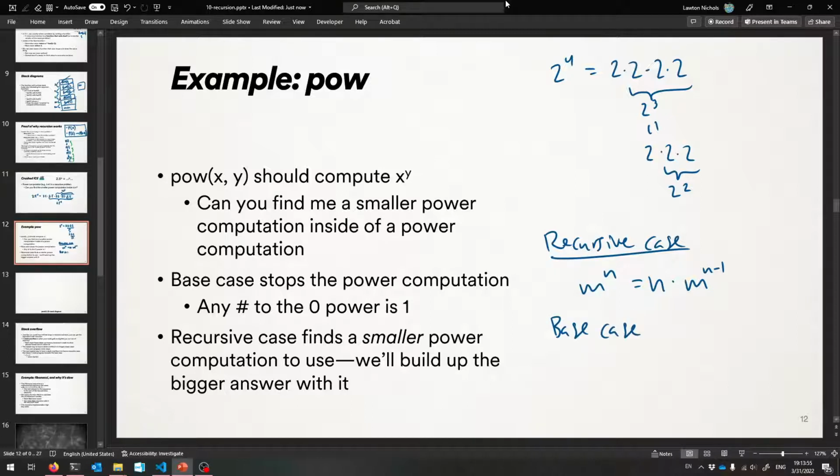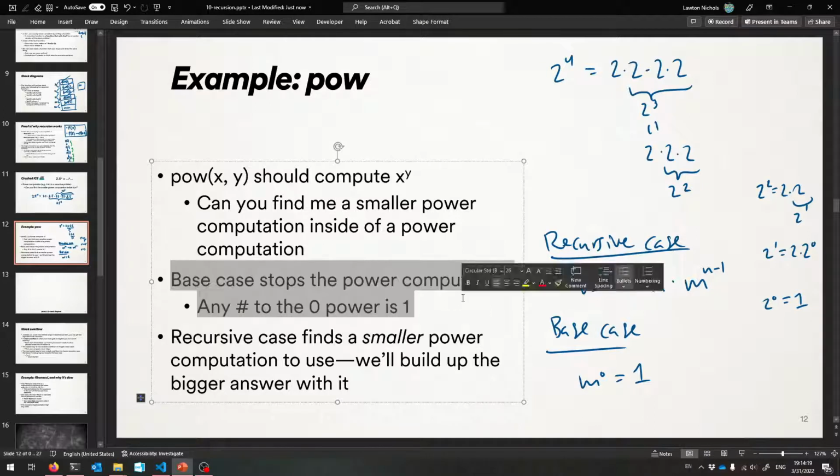And a good stopping condition, if you write it out, it's like, okay, 2 squared is equal to 2 times 2. That's 2 to the 1. And then 2 to the 1 is equal to 2 times 2 to the 0, following the recursive case rule. 2 to the 0, what's that? Well, that's just 1. We can just stop there. So any number to the 0th power is 1. That's our answer. So that's a good base case. Okay? That'll stop our power computation.